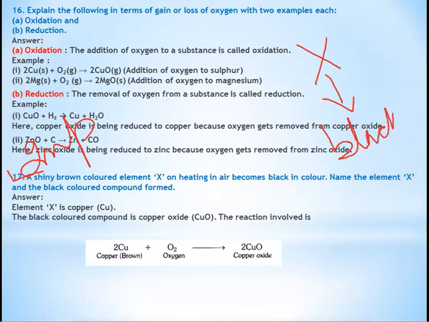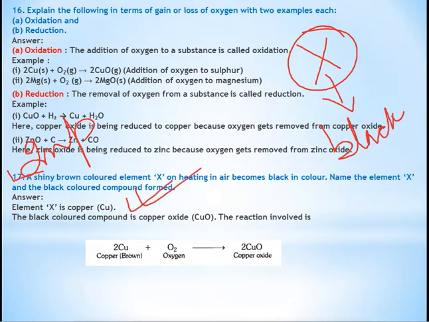Name the element X. We have to write the name of this element X, and also the name of the black colored compound formed. See, whenever a substance X is burned in air, it will form a black substance. So the name of the element is copper.